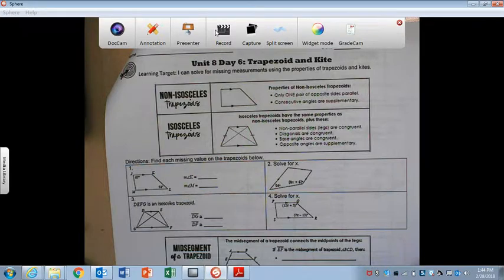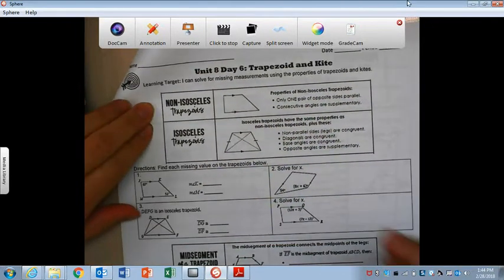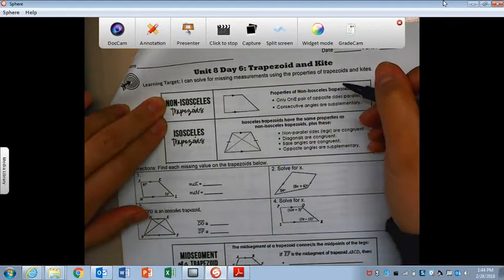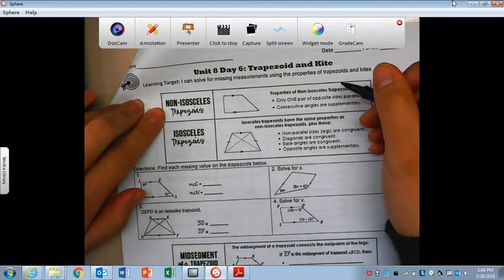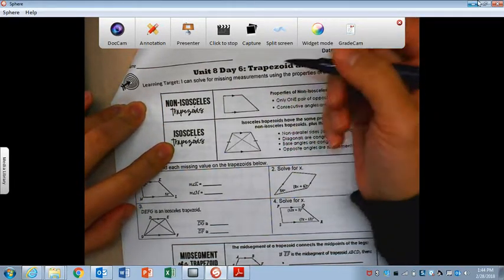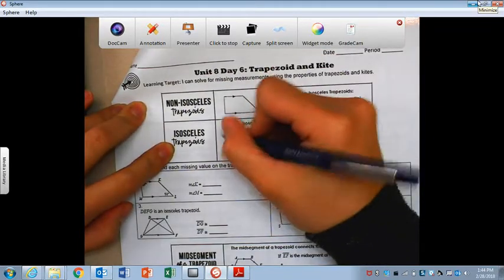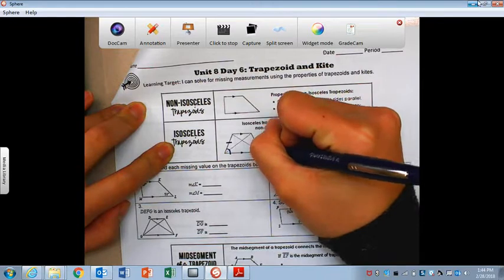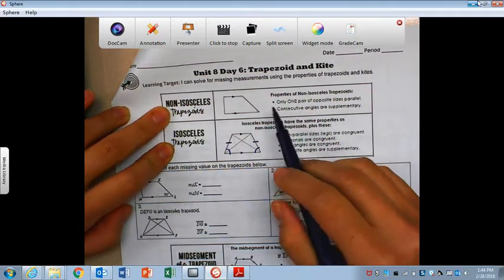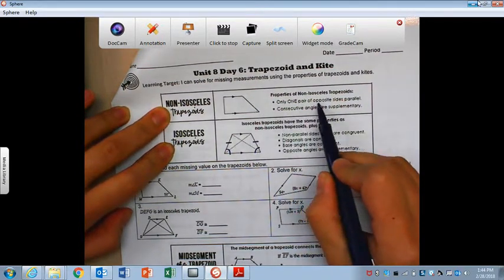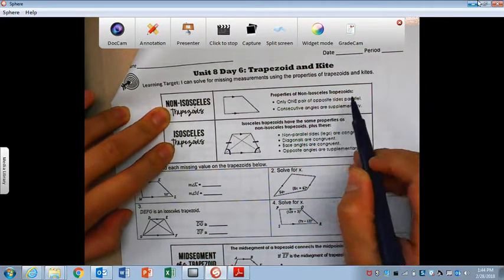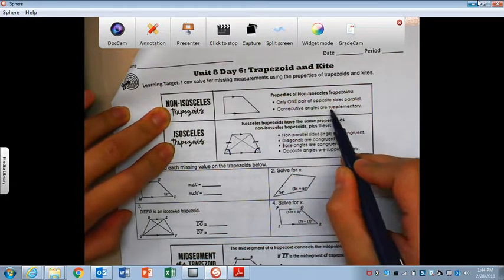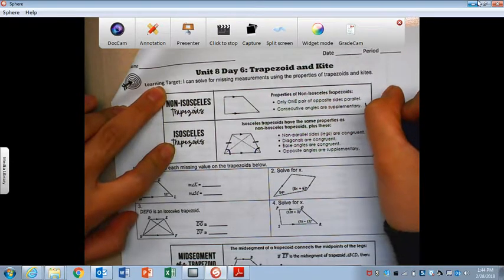Unit 8, Day 6, Trapezoids and Kites. There's two types of trapezoids. You've got non-isosceles and isosceles. Obviously, you know isosceles having two sides congruent as well as the base angles being congruent. Okay, so here a trapezoid only has one pair of opposite sides parallel, and the consecutive angles are supplementary. Again, that means they add to 180.